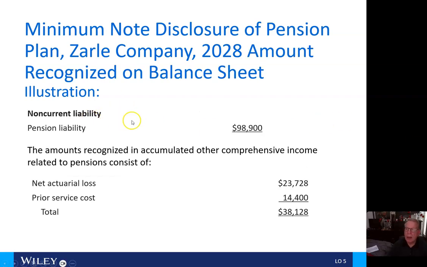Okay, and we have a non-current liability here, pension liability of $98,900. The amounts recognized in accumulated other comprehensive income related to pensions consist of net actuarial loss of $23,728, prior service cost of $14,400, giving us a total of $38,128.